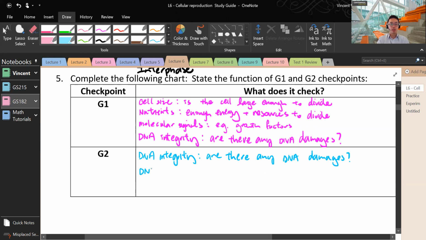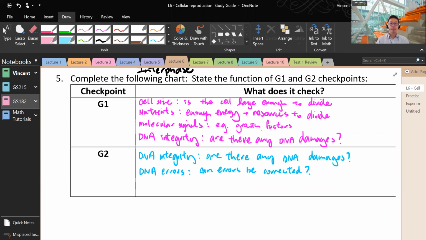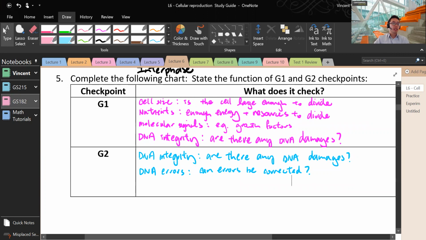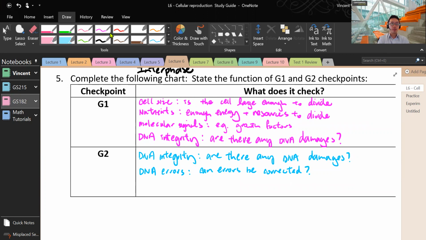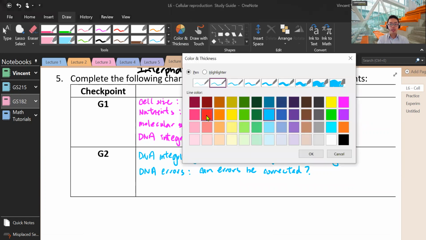And then we also want to check for DNA errors. Okay. Can errors be corrected? Okay. And if not, then again, the cell is not allowed to move on to mitosis. Okay, so that's your G1 and G2. So let me just put one last point here at the bottom.